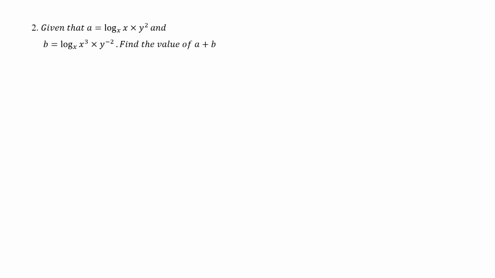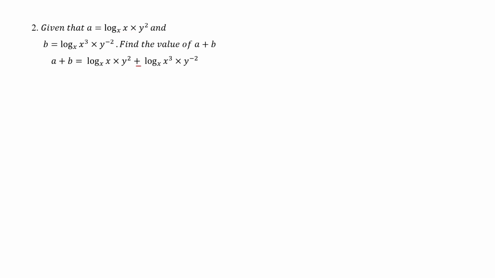Then when we go to number 2, given that a is equal to log of x times y squared base x, and b is equal to log of x power 3 times y power negative 2 base x, find the value of a plus b. They're telling us to add this and that, which on the first step is the first substitution. The a is the whole of that and the b is the whole of that. Then we are going to look at ways of simplifying those two expressions.